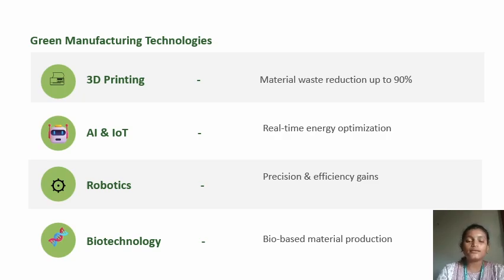Then AI and IoT, artificial intelligence and Internet of Things. These are used to monitor operations in real time. Then robotics. Robotics is mainly used for increasing precision and reducing errors. Then biotechnologies. Biotechnologies are mostly used to produce eco-friendly materials using biological processes.